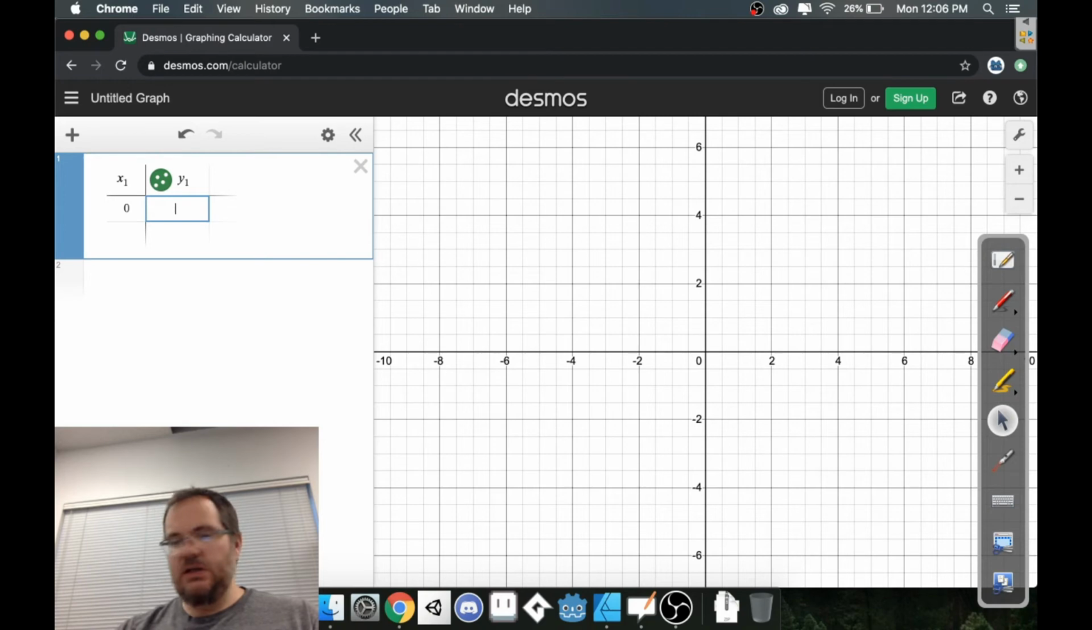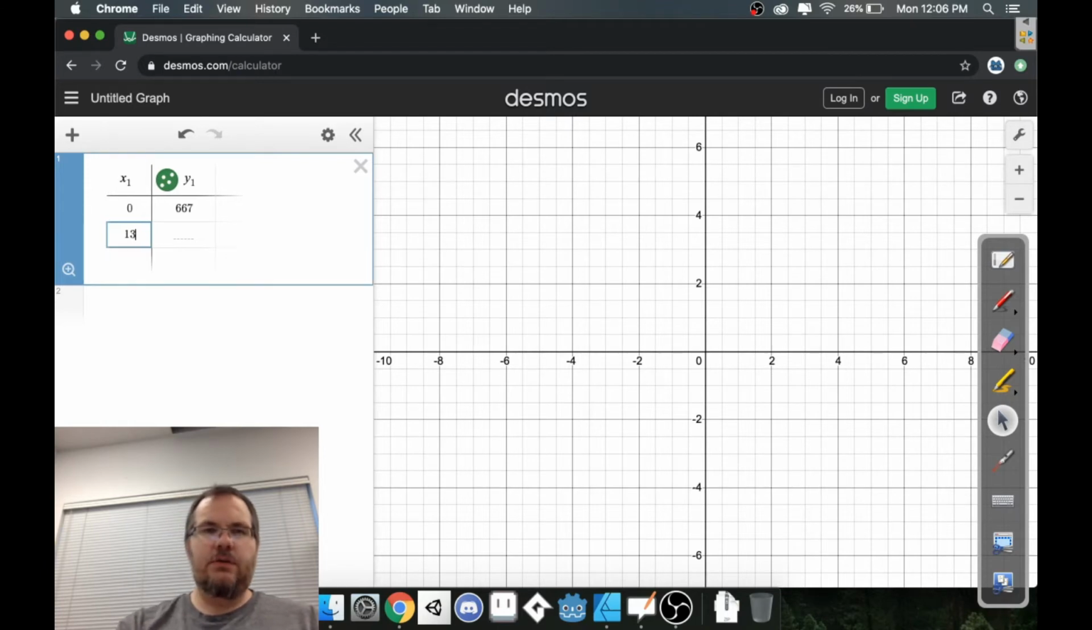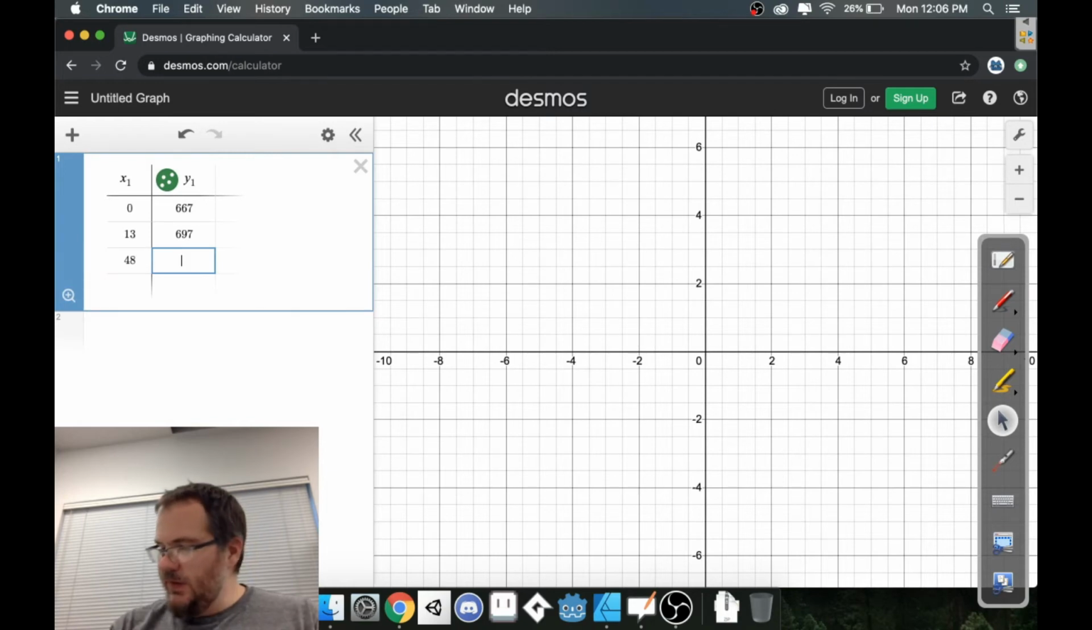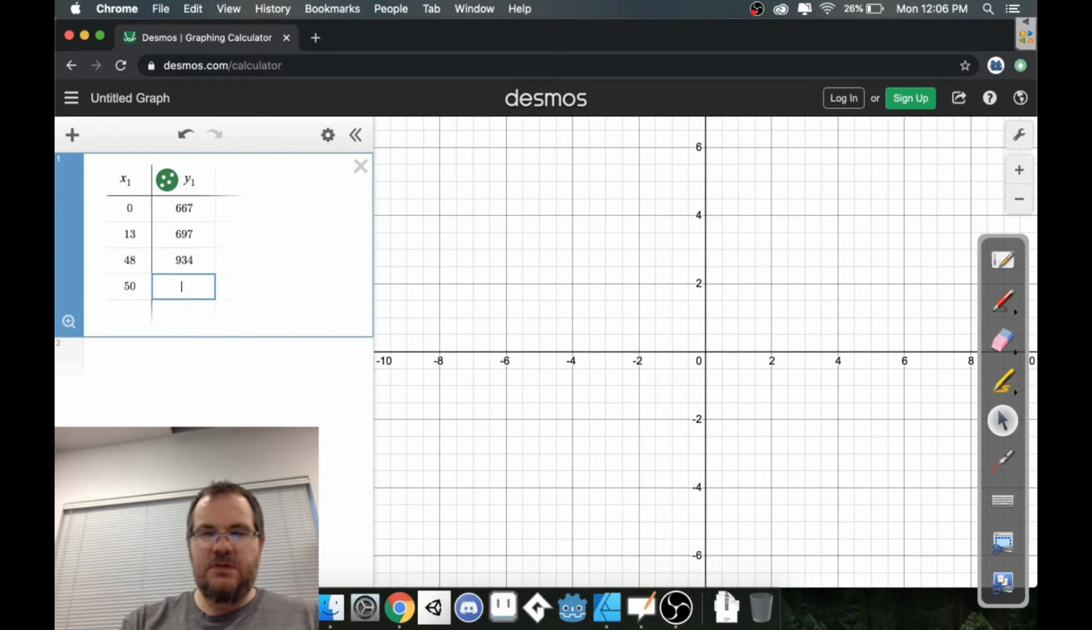So the population in 1957 was 667,000. The next year I had was 1970. 1970 is 13 years from 1957, and that had a population of 697. The next year I had was 2005, and that is 48 years from 1957. And in 2005, the population was 934. Next I had 2007, which is 50 years, and the population then was 957.